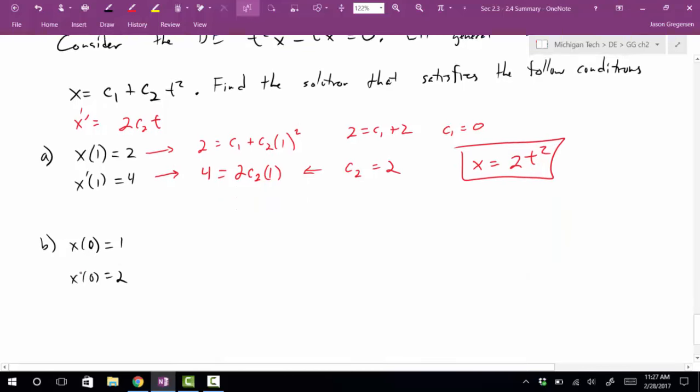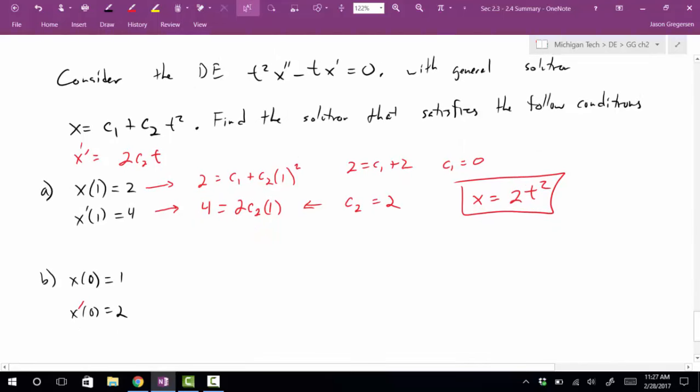All right, you guys can try it for B. This is supposed to be x prime. You get some answer, check your neighbor, see if everything makes sense.